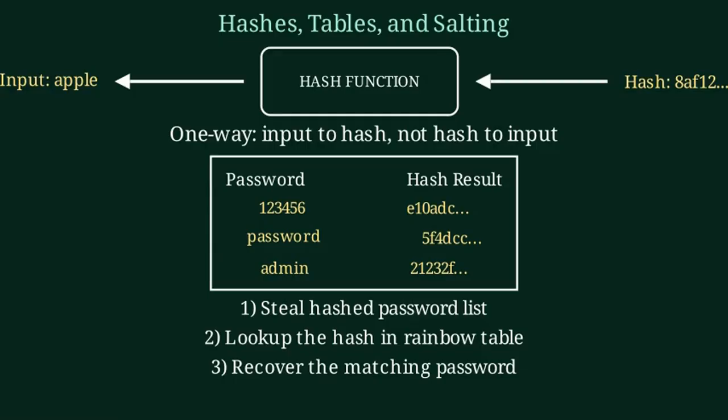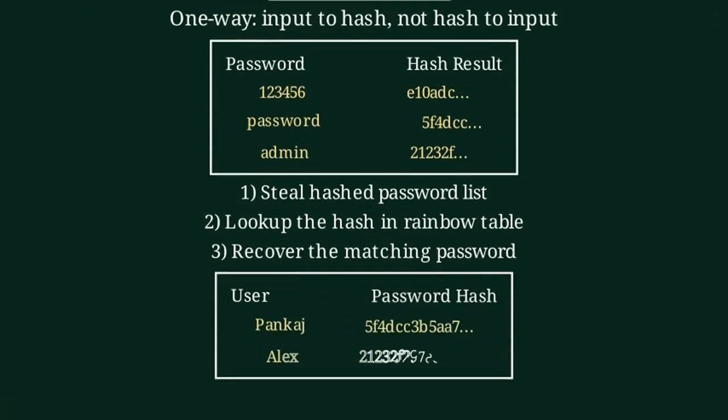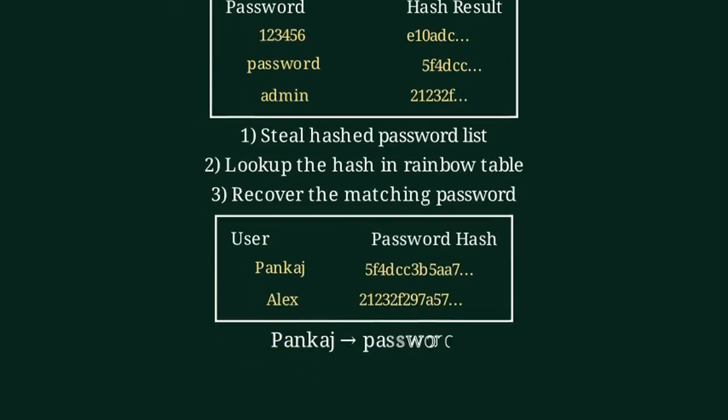Here is an example database of two users with their hashes. We will compare those hashes to the rainbow table. When the hash appears in the table, the password is revealed. Matching the hashes gives the result. Pankaj's password is password and Alex's password is admin.